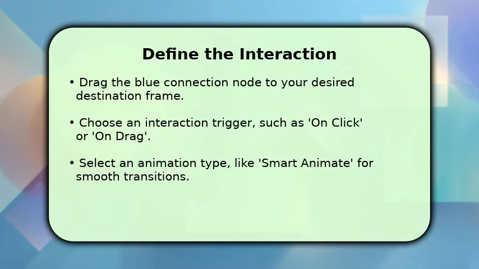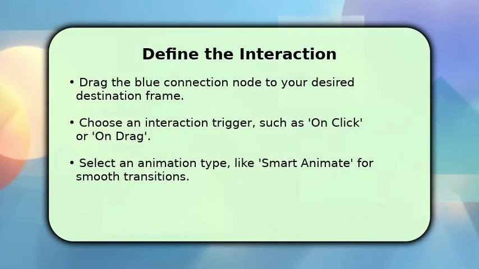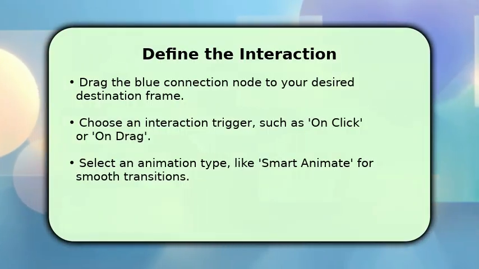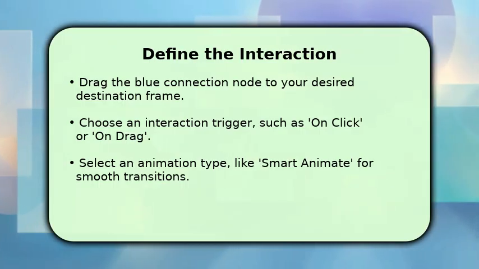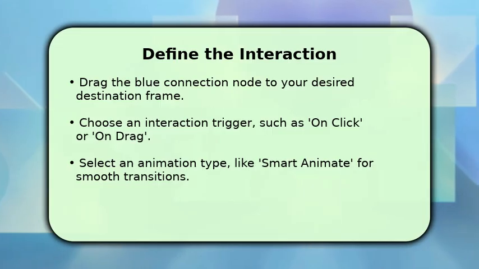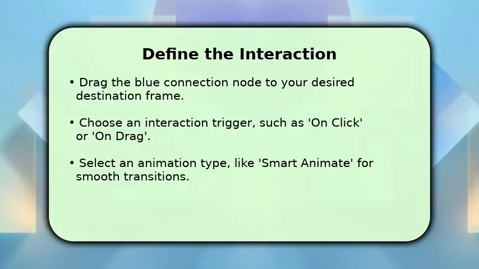Now, click and drag the blue connection node from your button to the target frame or page you want it to link to. After releasing, an interaction details panel will appear. Here, you will define the trigger, such as on-click for a tap, and the action, typically navigate to. For a polished look, choose an animation like Smart Animate to create a smooth transition between your frames, often with a duration of 300 milliseconds.